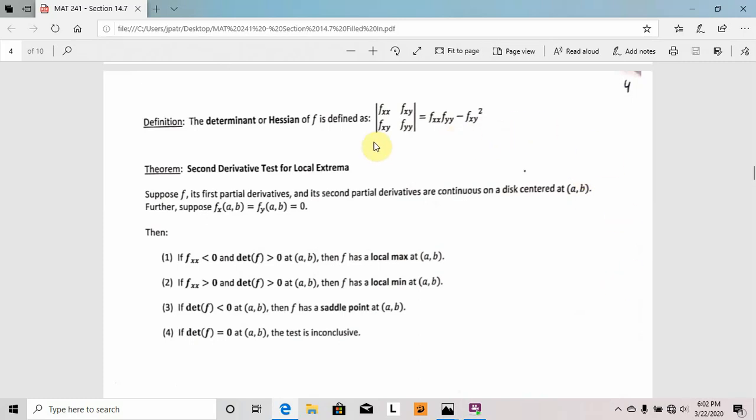So this first definition, the determinant or Hessian of f, it's this determinant right here where you've got the second partial derivative of f with respect to x, then y with respect to y in those corners, and then the partial of f with respect to x, then y, and then same thing down there. I guess technically the one in the lower left corner should be f sub yx, but no book ever writes it like that. And if you have a continuous function, f sub yx and f sub xy are going to be the same thing. So I guess that's why it always gets written that way.